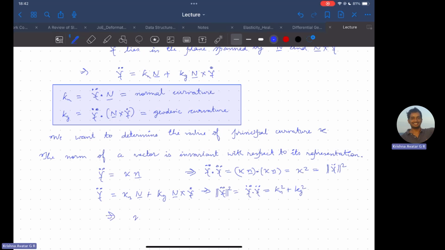So this means that the curvature of the curve lying in the surface is equal to the normal curvature squared plus the geodesic curvature squared. But there is also one such important property.